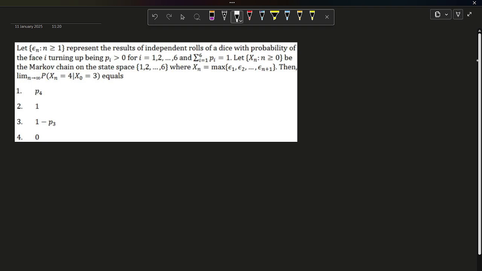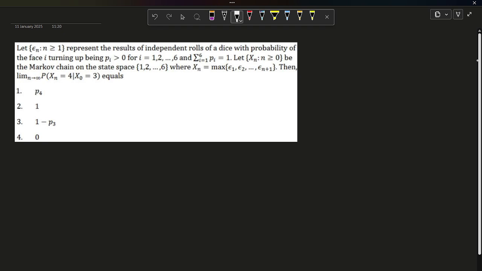So this question is about Markov chain. Let epsilon n, n greater than or equal to 1, represent the results of independent rolls of a dice, with the probability of face i turning up being p_i greater than 0 for i equals 1 to 6, and the summation of p_i, i running from 1 to 6, is equal to 1. Let X_n, n greater than or equal to 0, be the Markov chain on the state space 1 to 6, where X_n is equal to the maximum of epsilon 1 up to epsilon n plus 1. Then limit n tends to infinity of the probability that X_n equals 4 given X_0 equals 3 is equal to: there are four options, p4, 1 minus p3, and 0.